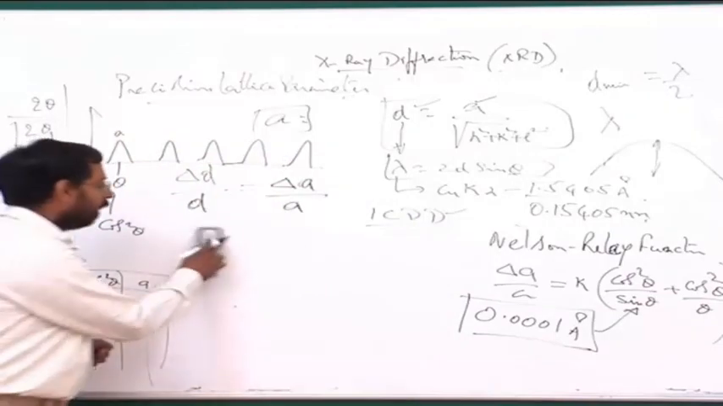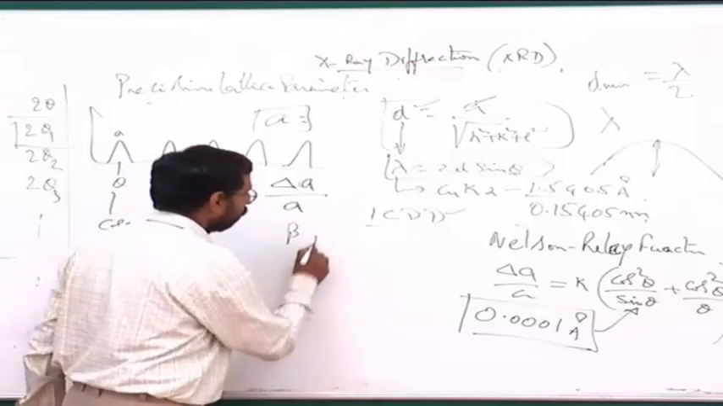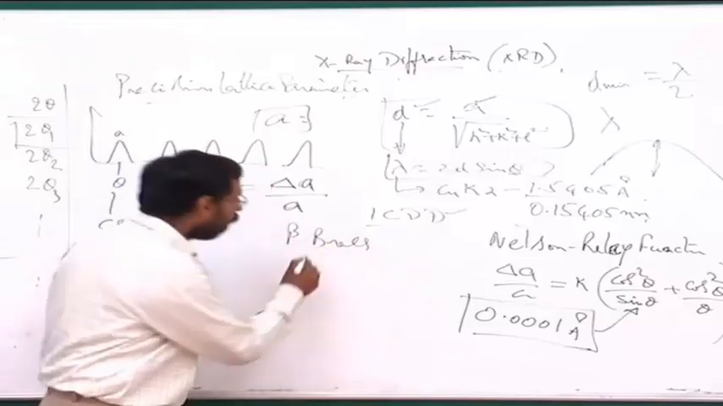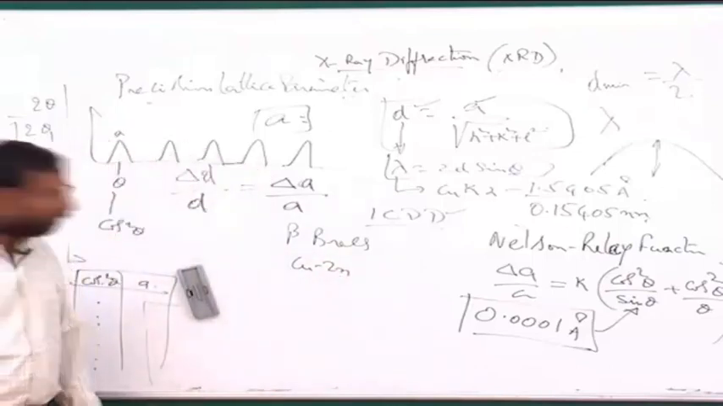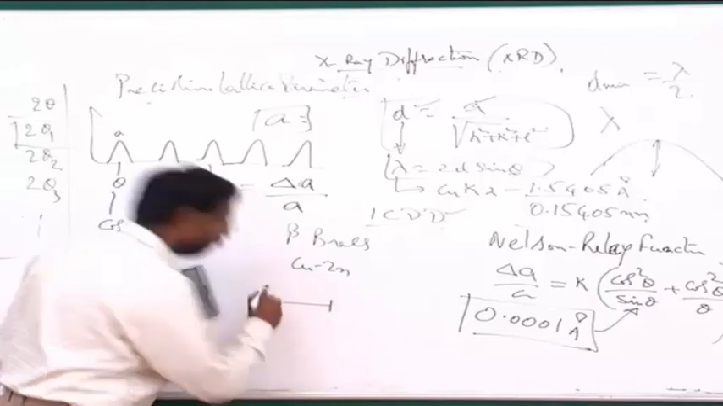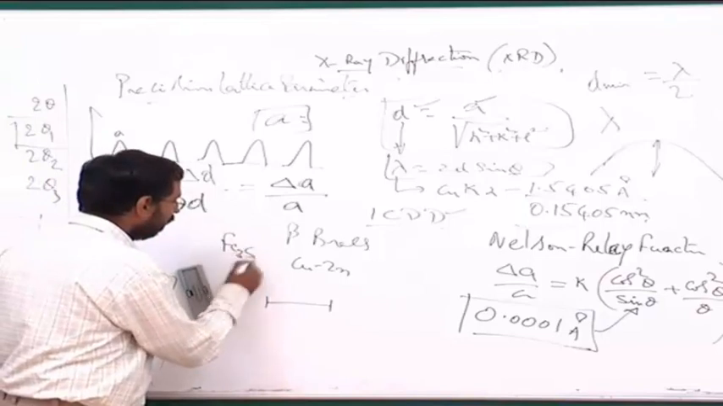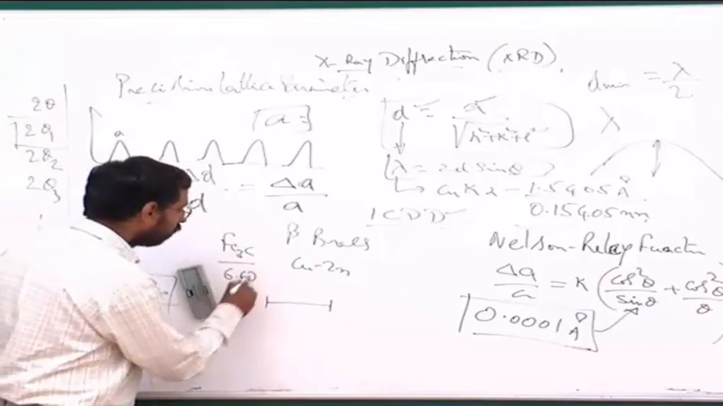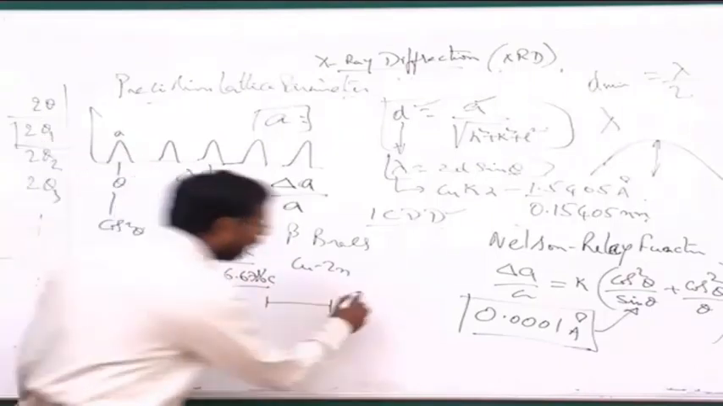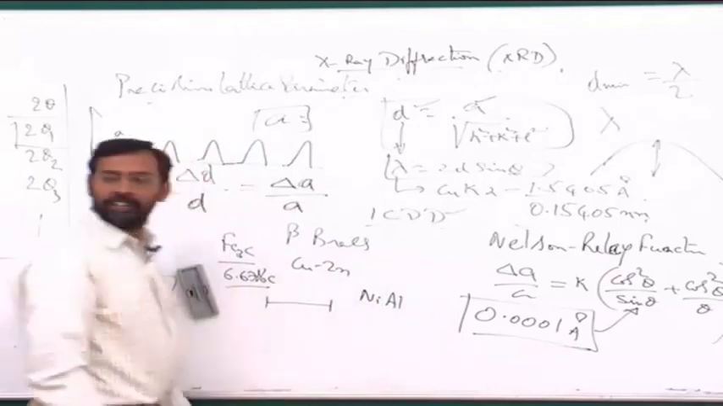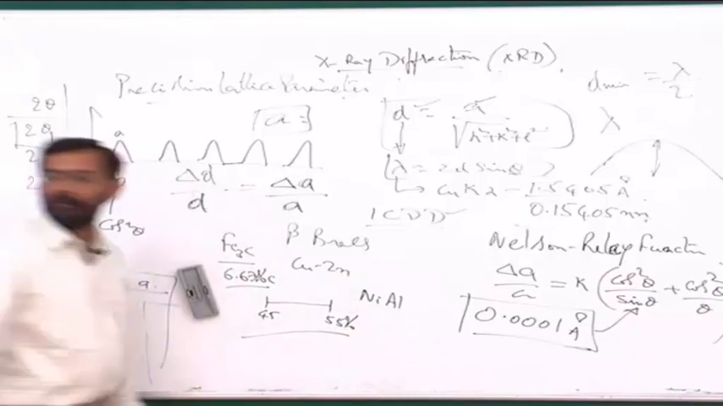For example, if I talk about a phase such as beta brass. Beta brass is a copper zinc phase. And beta brass exists over a range of composition. It is not a fixed compound. It is not like Fe3C, which has a fixed composition of 6.67% carbon. There are also many other compounds. For example, NiAl in a nickel aluminum phase diagram exists over a range of 45% to 55% of nickel.